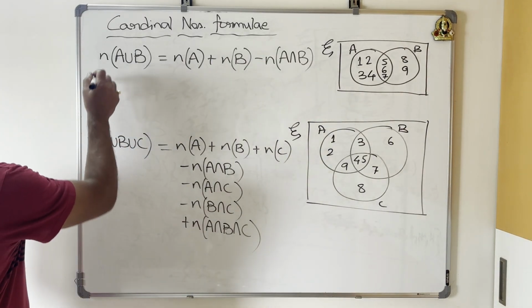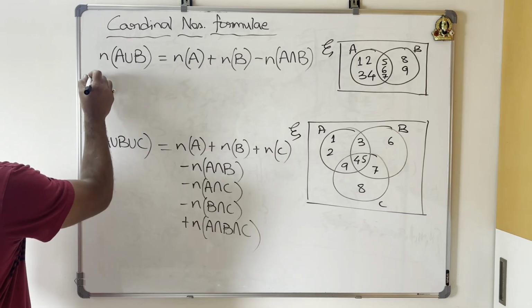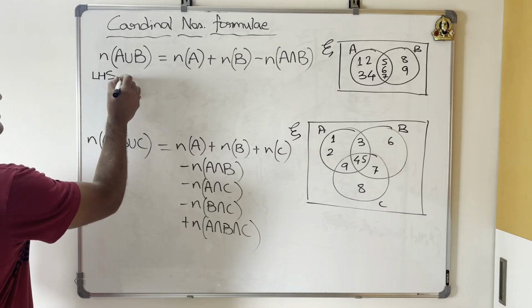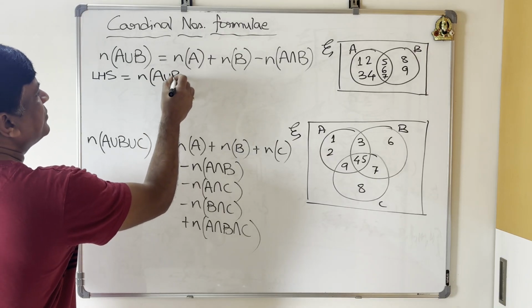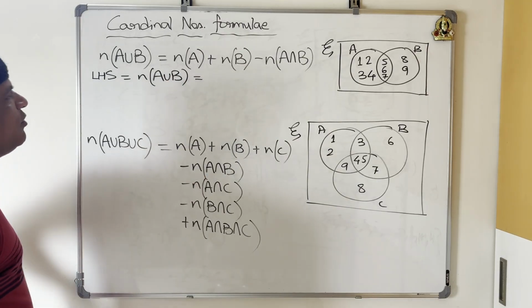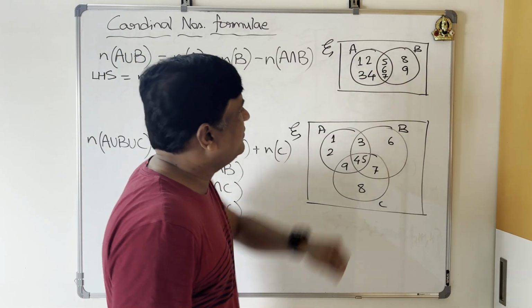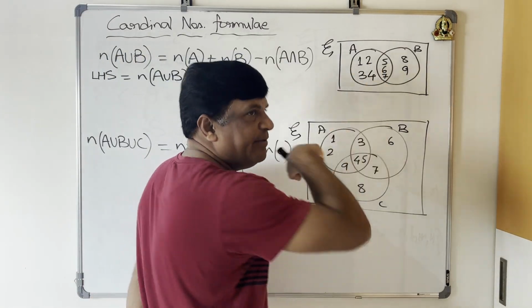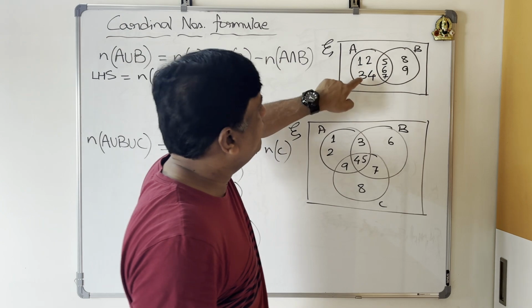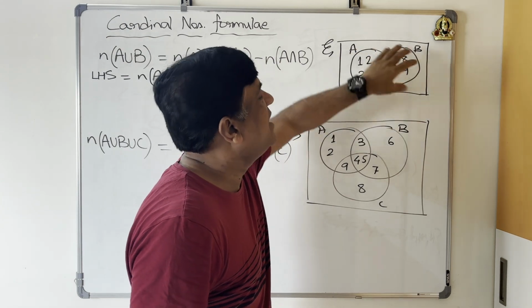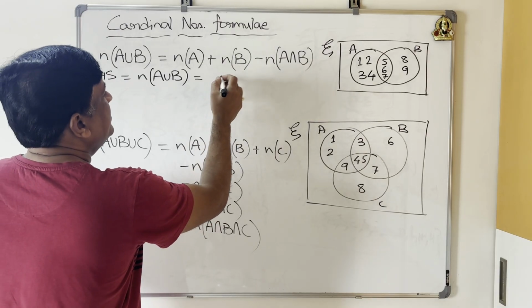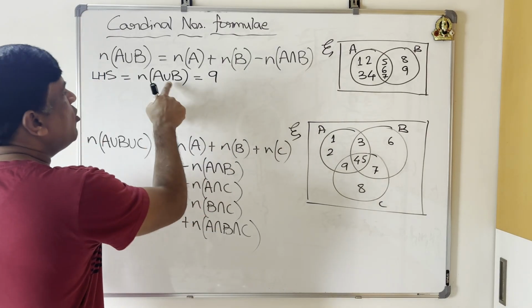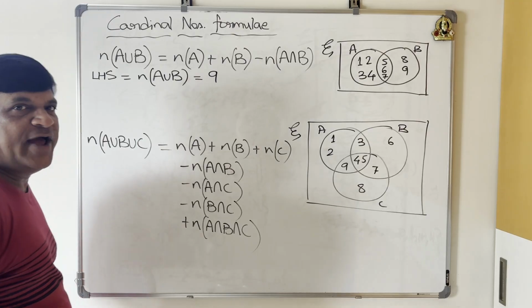So now, first we'll take the LHS. LHS, the left hand side, is N of A union B, right? Let's go ahead and find out A union B. How many elements do you have over here? You have 1, 2, 3, 4, 5, 6, 7, 8, 9. It includes all the elements, so N of A union B should be equal to 9.